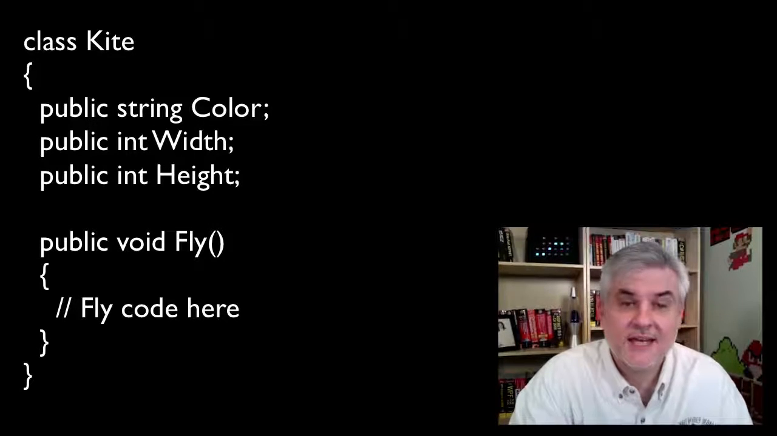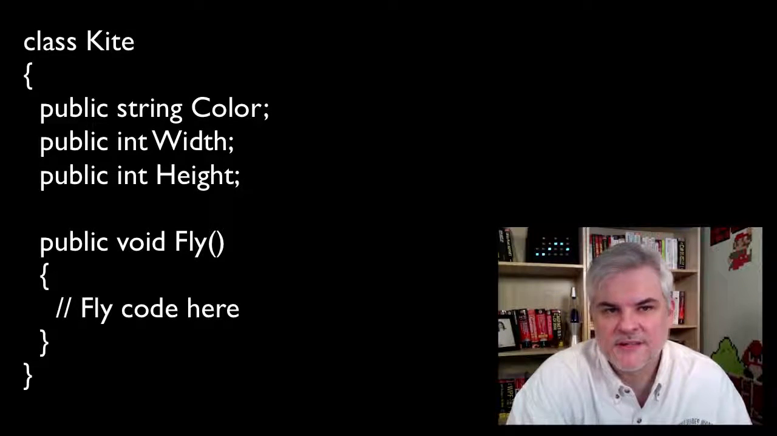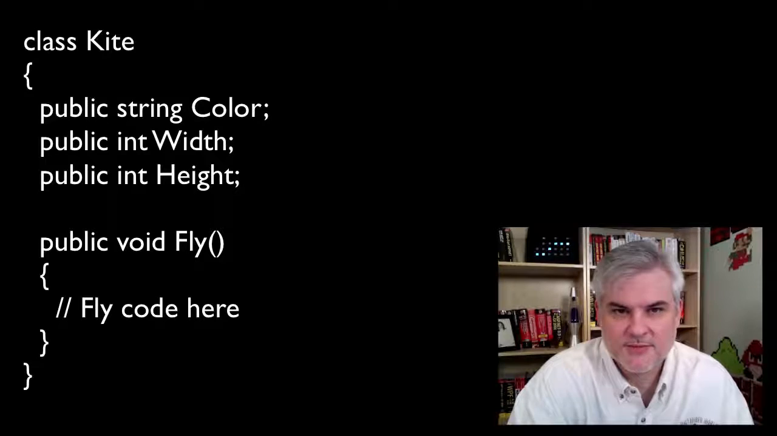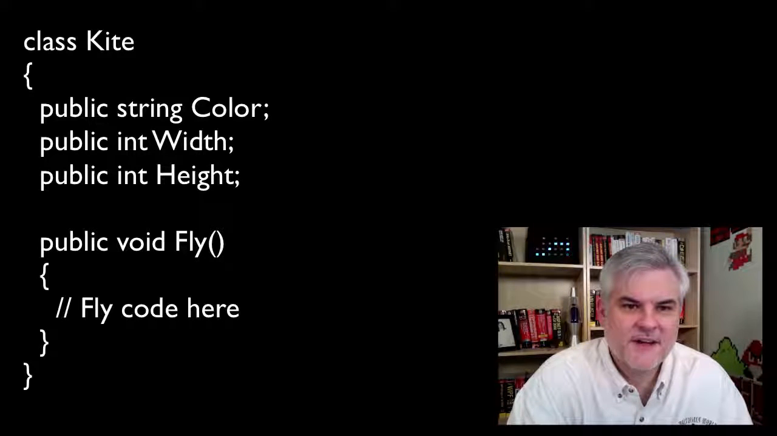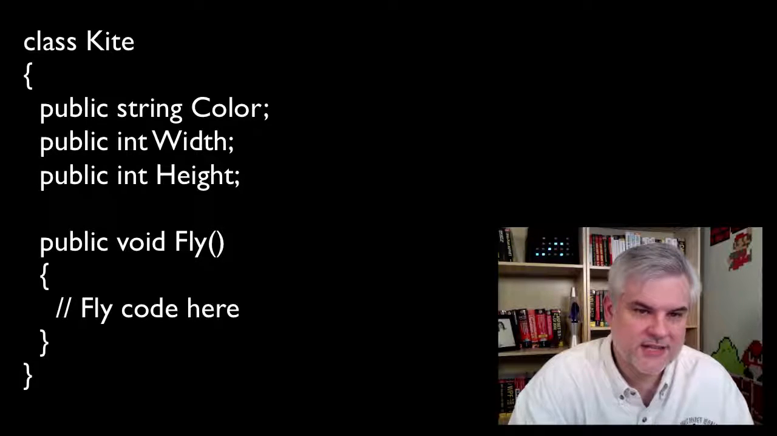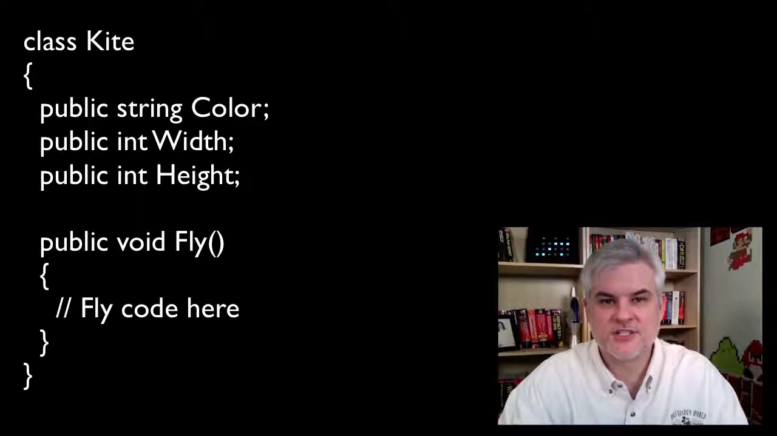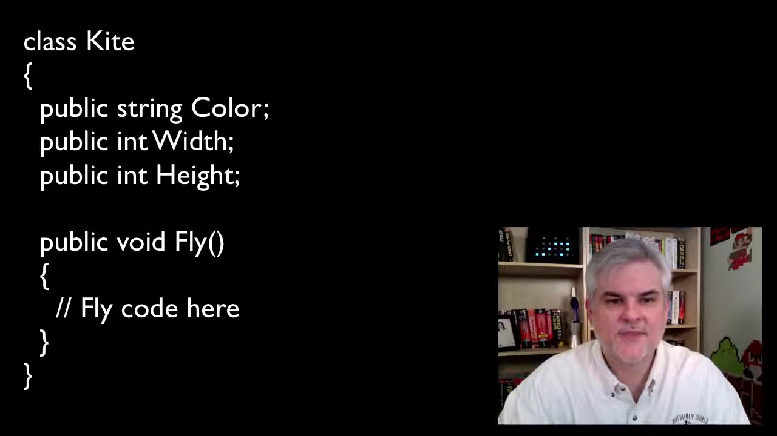Here's the kite class. It's pretty simple, and I'm only using public fields. Stay with me for now. We'll just make this simple. We have a public string color, a public integer width, and a public integer height. And then we have a method called fly that returns nothing. All right, it's a simple class.